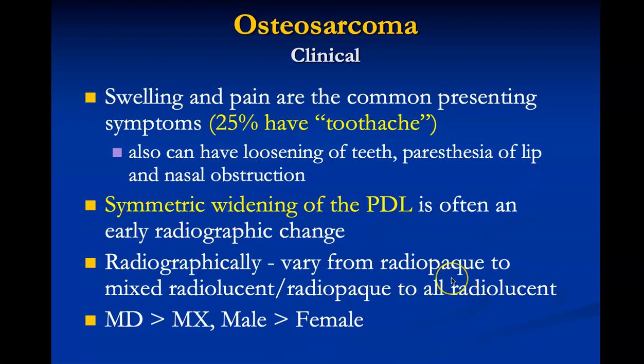With osteosarcoma, you would think because it's a bone-forming tumor that it would always be radiopaque. But interestingly, because there's a number of different forms of osteosarcoma, it could be anywhere from a radiolucent lesion to a mixed radiolucent radiopaque to a radiopaque lesion. So it varies quite a bit.